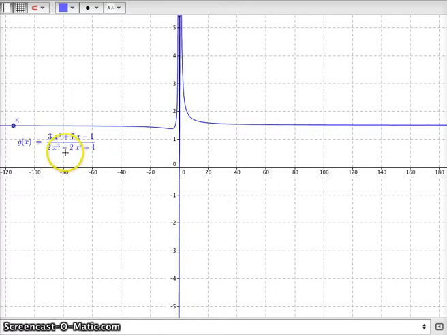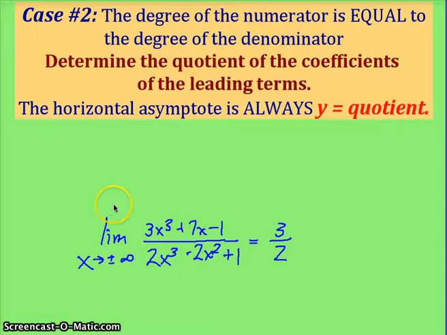So when the degrees are the same, to find the limit of the function as x approaches infinity, we simply look at the quotient of the leading coefficients. Again, we're looking at the limit of the function that we just saw on the graph, and very simply, as x approaches infinity or negative infinity, the limit of this function is 3 over 2. Y approaches 3 over 2 as x approaches infinity. Now our last example.